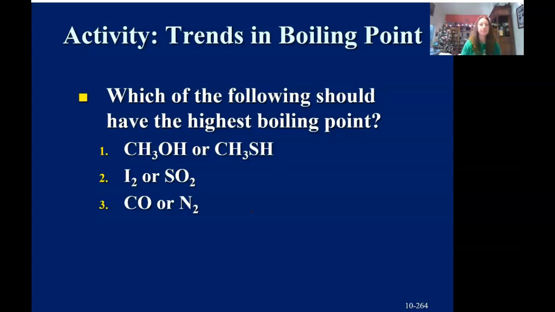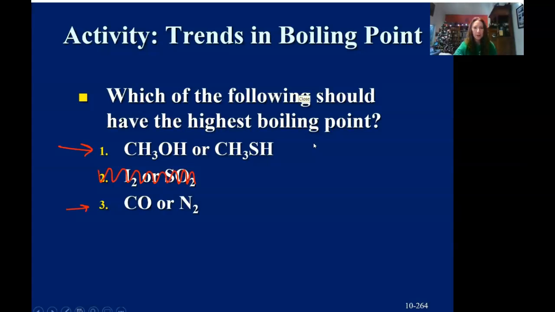Let's try this one. Let's just do number 1 here, and number 3. We're going to skip number 2. That's just another rule that we don't need to know right now. Okay. Which one of these 2 for number 1 do you think has the highest boiling point? Remember, highest boiling point means hardest to take apart. So who's the hardest to take apart here? CH3OH or CH3SH?